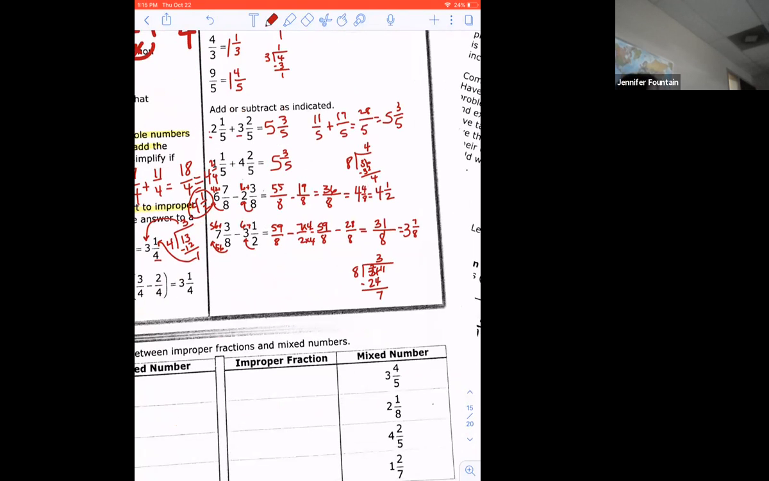To add or subtract: when adding, you can add the whole number plus the fraction and then simplify, or you can change to improper fractions, then add. With subtraction, go ahead and change to improper fractions and then subtract.